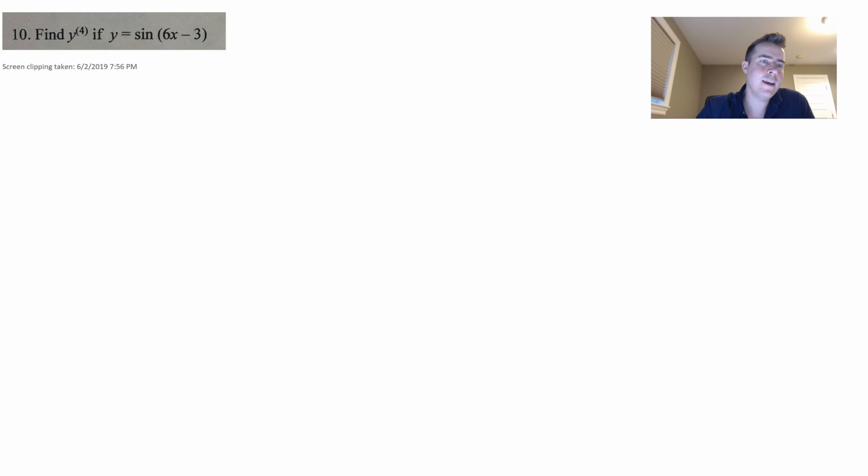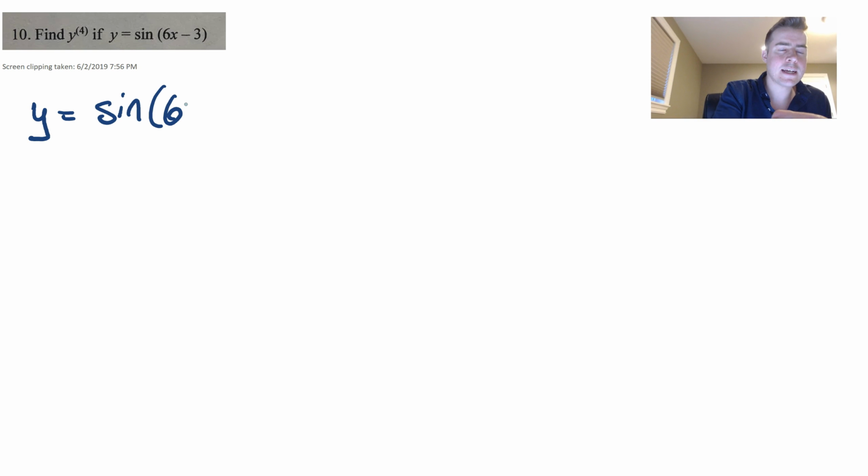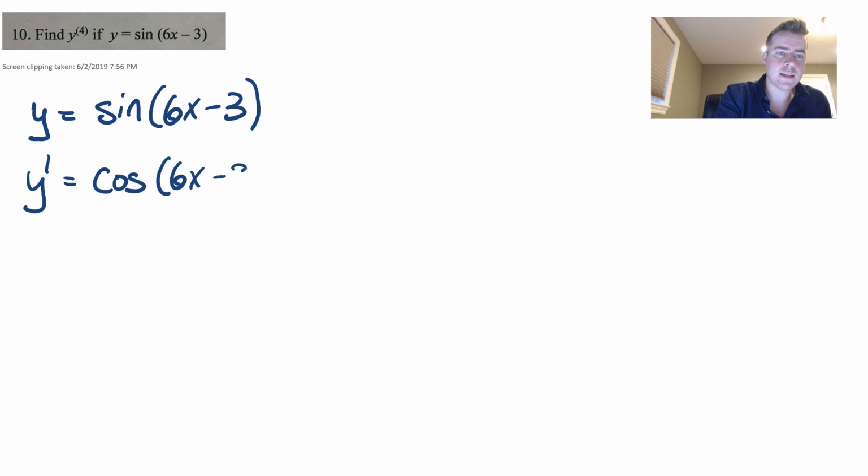All right, number 10. Find the fourth derivative of y, if y equals sine of 6x minus 3. So we have sine of 6x minus 3 here. To take the derivative of something that looks like this, we first take the derivative of sine, which would be cosine 6x minus 3.